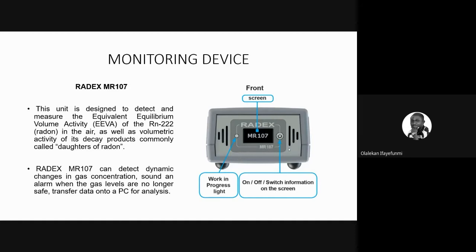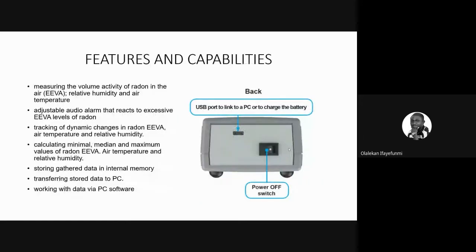This device was produced by Quarta-Rad in Russia. We use it to take our measurements. It is called Radex MR107. This unit is designed to detect and measure the equivalent equilibrium volumetric activity, which we call EEVA, of radon 222 in the air, as well as the decay products, commonly called the daughters of radon. Radex MR107 can detect dynamic changes in gas concentration, sound an alarm when the gas levels are no longer safe, and transfer data onto a computer for analysis. These are its features, what it does.